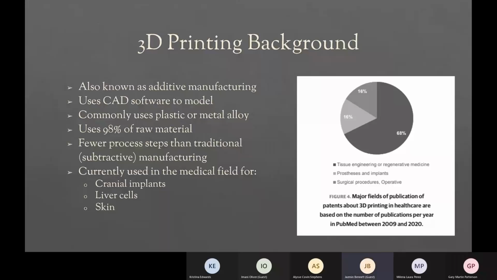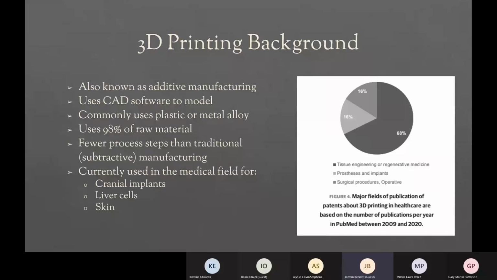3D printing is also known as additive manufacturing. It's a process that was originated in the 1980s by Chuck Holt. Autodesk, which is a large CAD software company, defines 3D printing as a family of processes that produces objects by adding materials and layers that correspond to successive cross sections of a 3D model. A CAD software is used to model the 3D output. The 3D printer uses a similar printing process as a common printer. Instead of using ink to print, a plastic or metal alloy is used.